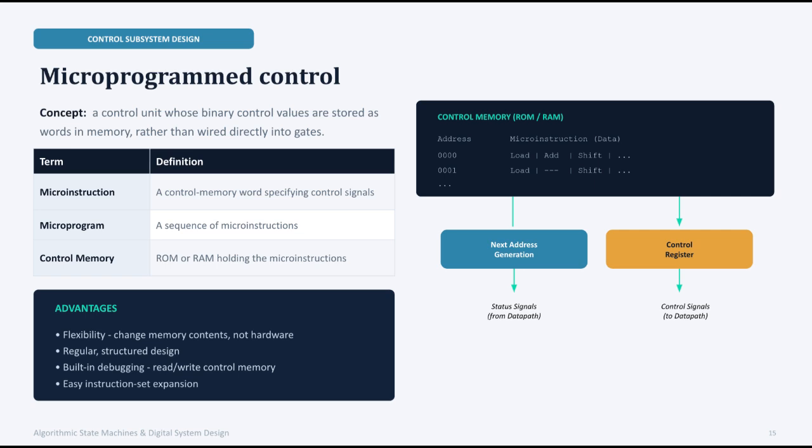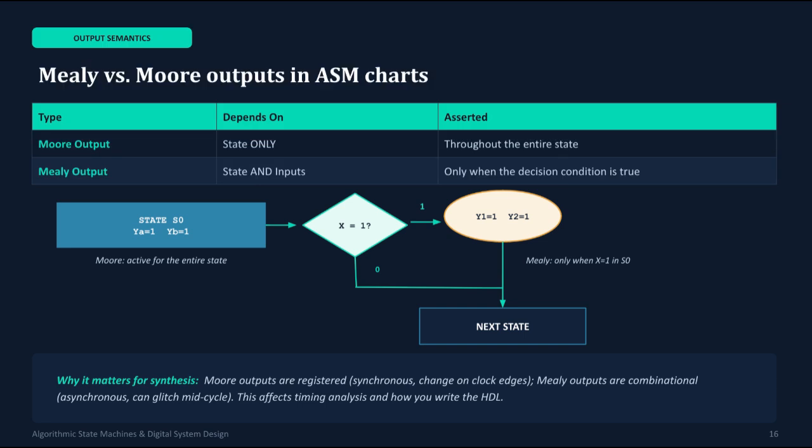The advantages are significant. You get flexibility, since changes are just memory edits rather than hardware redesign. A very regular, structured layout, built-in debugging, since you can literally read and write control memory, and easy expansion. Adding new operations just means adding new microprograms. Whichever control method you choose, you still need to be precise about one more thing. Exactly when your outputs are allowed to change. That's the Mealy versus Moore distinction. This distinction is subtle but critical for correct hardware synthesis.